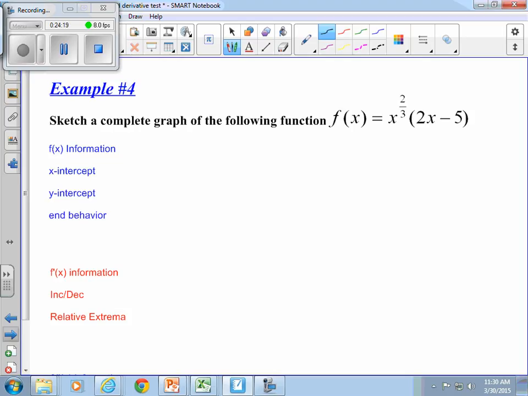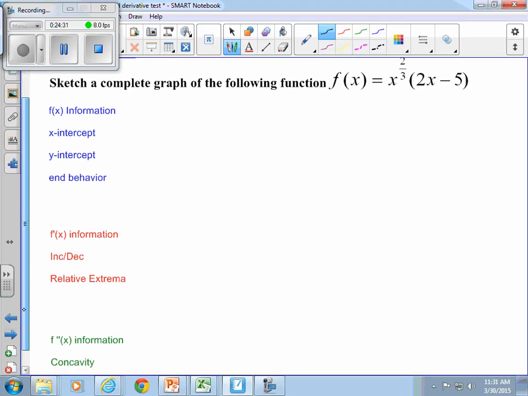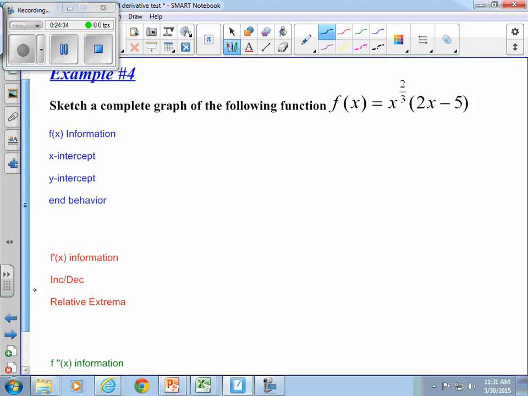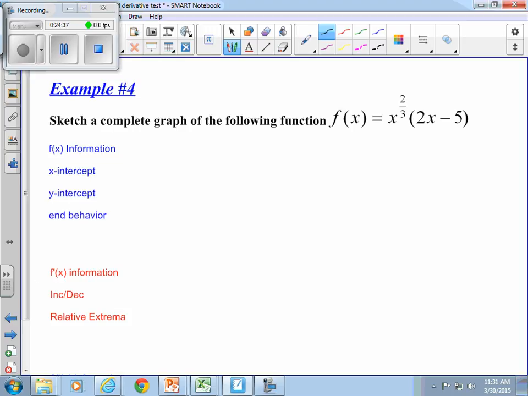So, sketch a complete graph of the following function. And this is hoping that we do this without a calculator, I imagine. Before I go to sketch, I'm just going to find out everything, so kind of putting everything we know together. What can I find out without a calculator about this function? So I'm going to start with information from f of x. What could I have found out in Algebra 2, before I entered calculus or trig or anything of that nature, about this function?